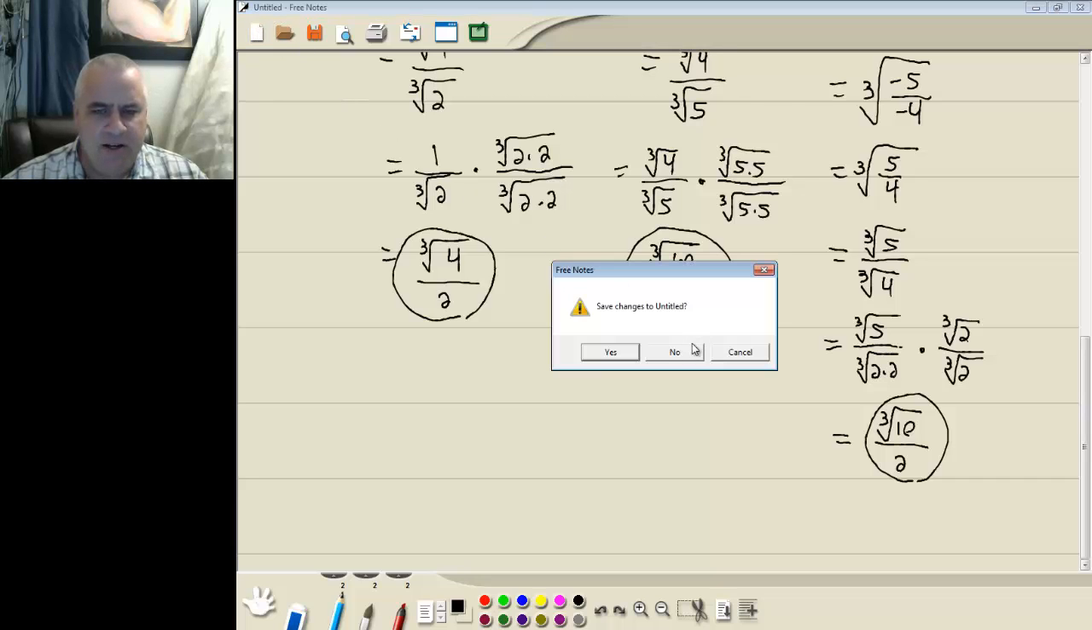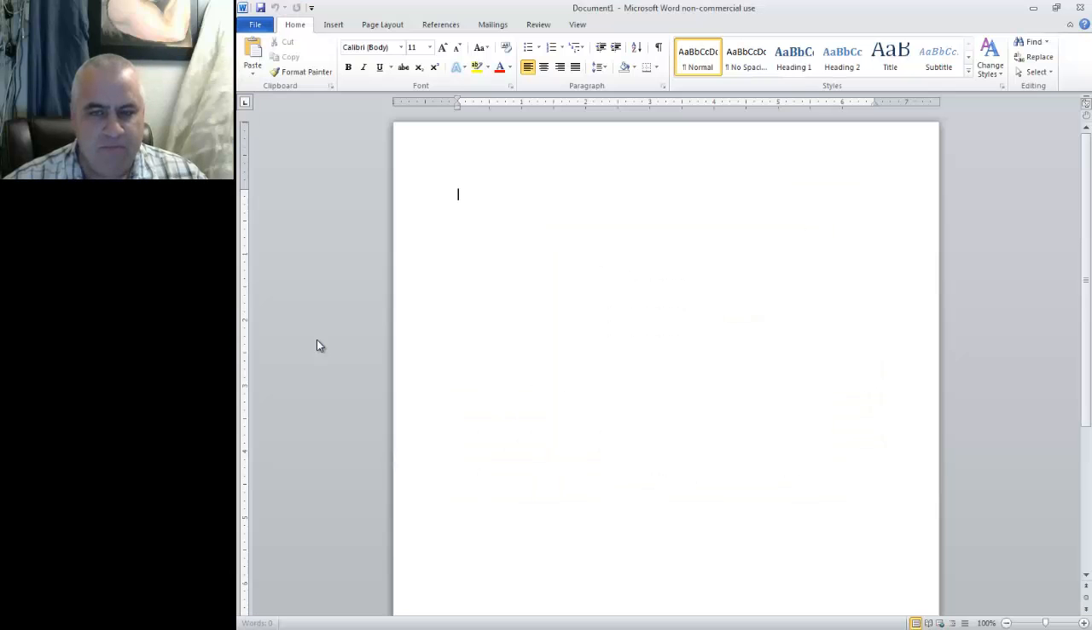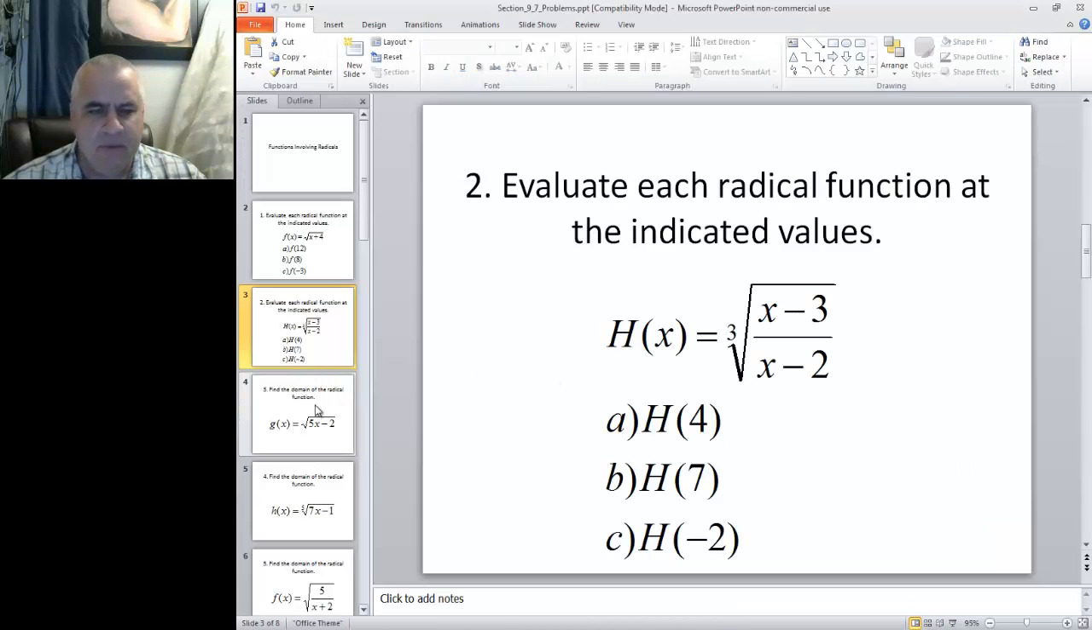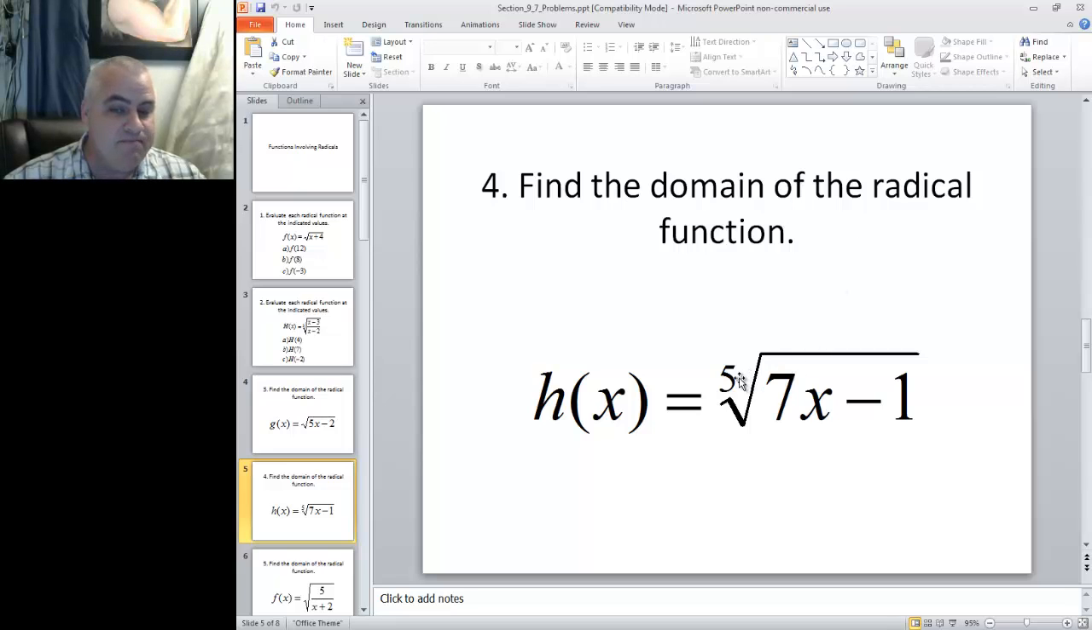And let me start a new page. And let me bring up Word, because we're getting ready to talk about domain. And I want to type what we're going to be taking a look at. Okay, now we're going to have 2 different types here. This says find the domain of the radical function. We got the square root of 5x minus 2. This one says find the domain of the radical function. We get the fifth root of 7x minus 1.